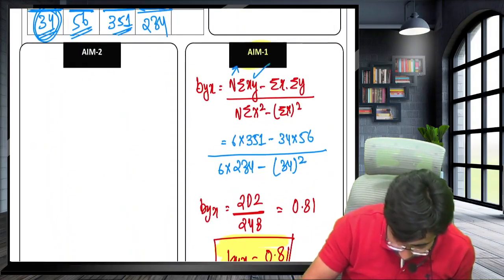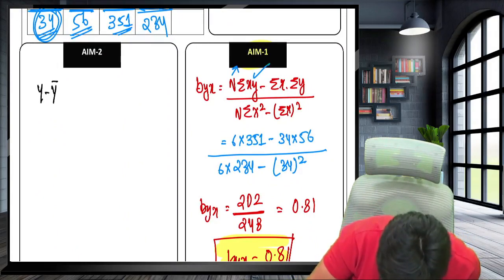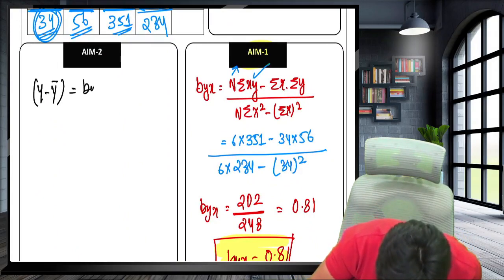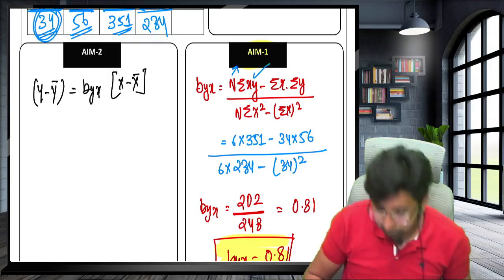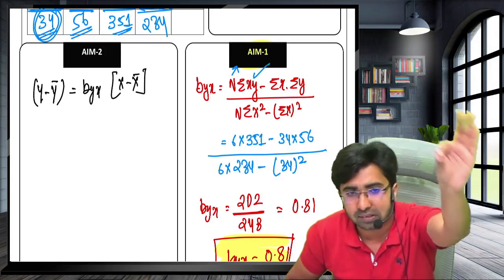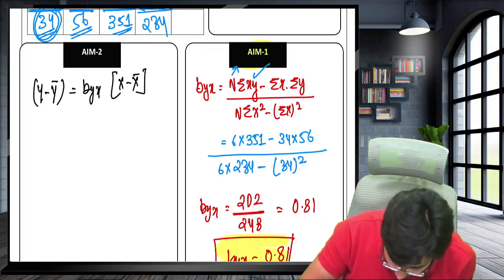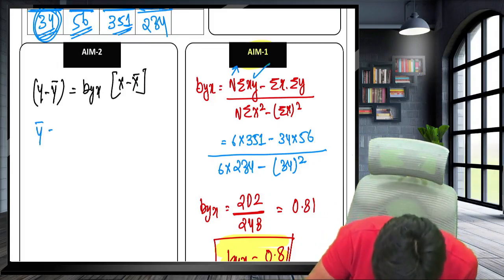So the formula for y on x is y minus y bar is equal to b y on x bracket x minus x bar. Sir, we have the value of b. Say yes or no. We have the value of b. Say yes or no. Guys, can you compute y bar? Sir, what is y bar?